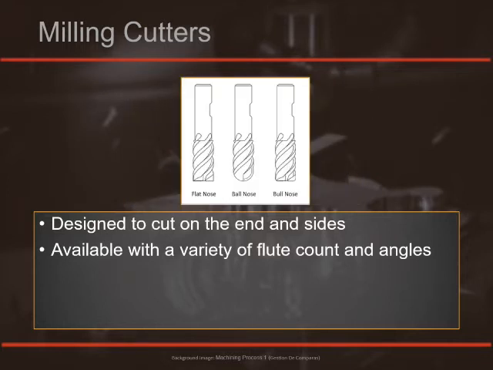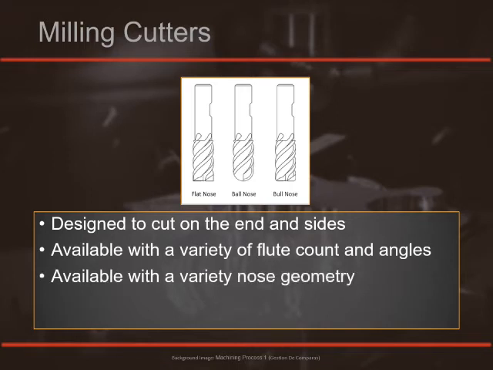They're also available with different end conditions. These are also called nose geometries. The flat nose end mill, or square end mill, has sharp corners. The ball nose has radiuses ground on the corners that match the radius of the cutting diameter. The bullnose cutter has radiuses ground on the corners that are smaller than the cutting radius of the end mill.